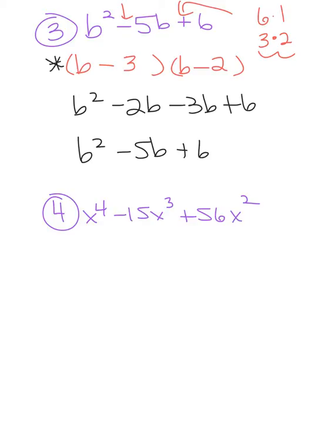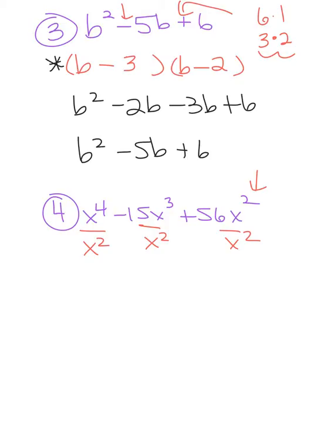Now number 4, again, my greatest common factor here, although I don't have a number that goes into all three terms, if I'm looking at my three terms, they all have at least an x to the second. So I'm going to take my lowest power, x to the second, because I have x to the second, x to the third, and x to the fourth. I'm going to divide everything by x to the second.